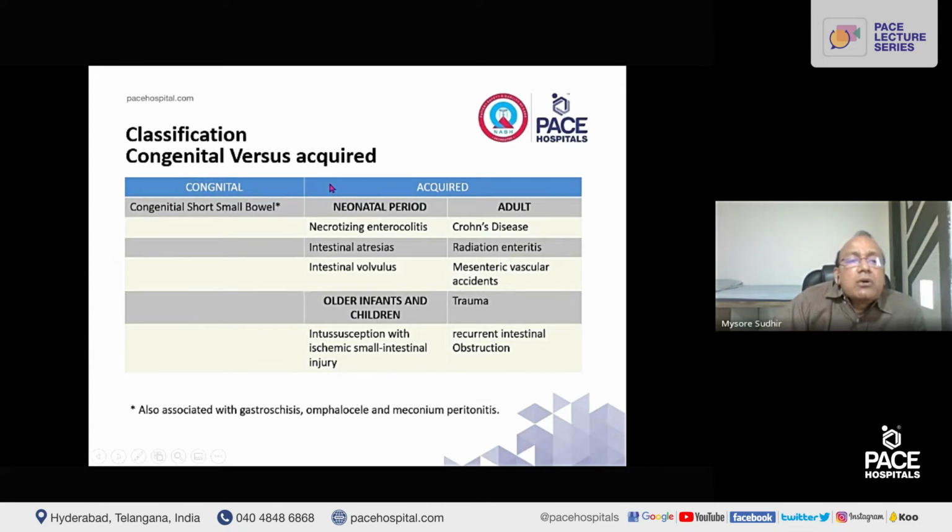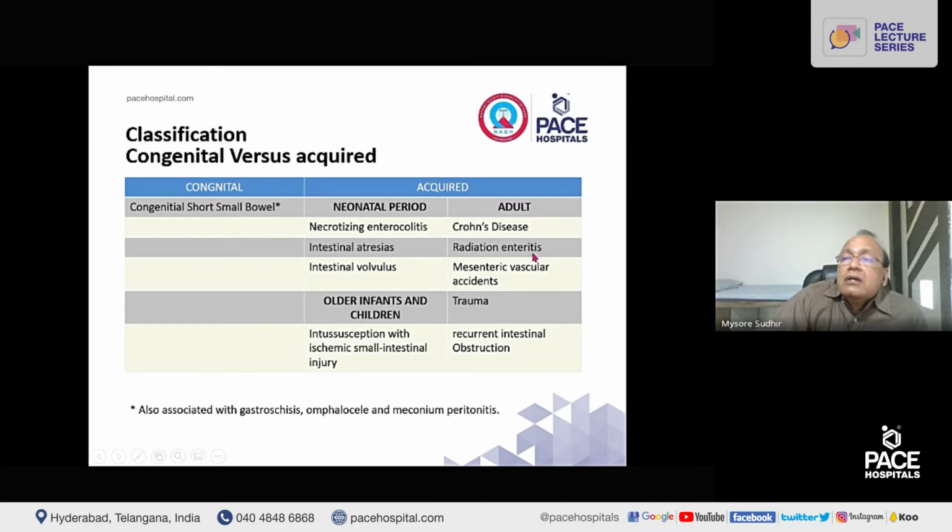Now, what are the congenital causes as well as the acquired causes of this short bowel? If we take pediatric causes, necrotizing enterocolitis, intestinal atresia, congenital malformation, intestinal volvulus, these can lead to short bowel. In adults, a common condition we see is Crohn's disease. This Crohn's disease is one of the functional causes of short bowel syndrome.